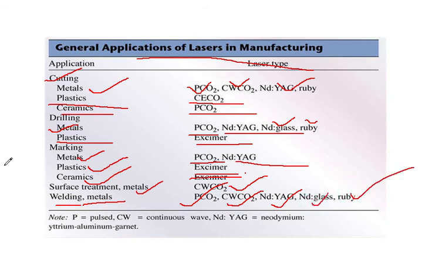What is this P? P is none other than pulsed. What is CW? That is continuous wave. And ND, you know, is neodymium, yttrium, aluminum, garnet.